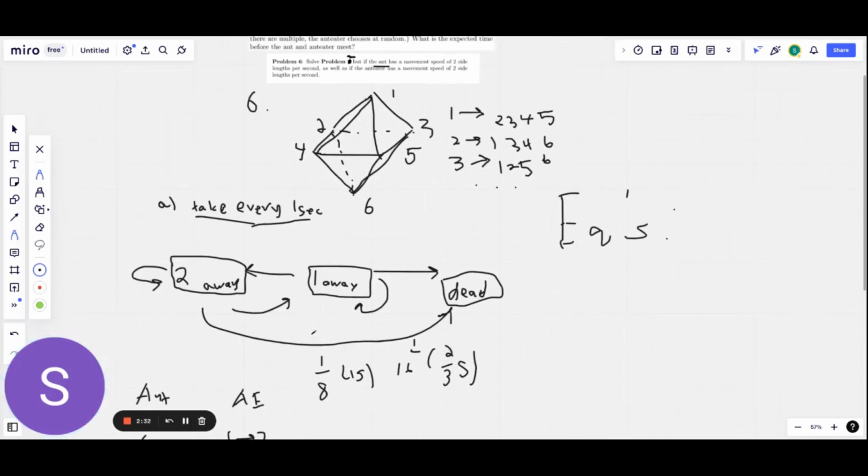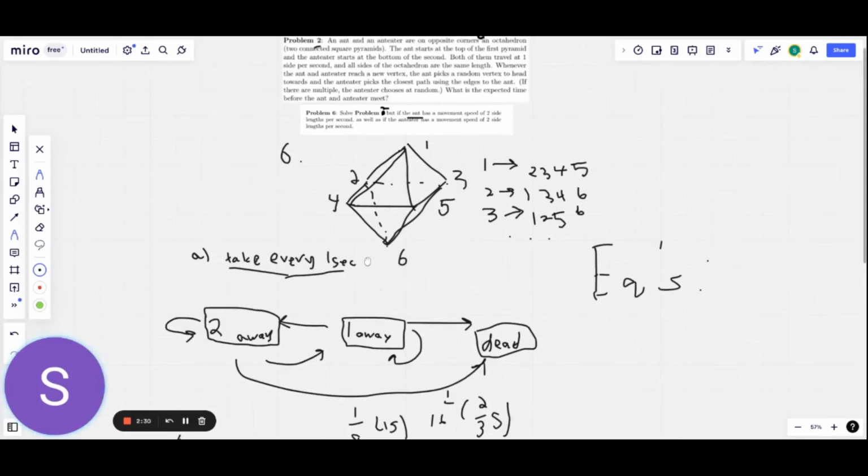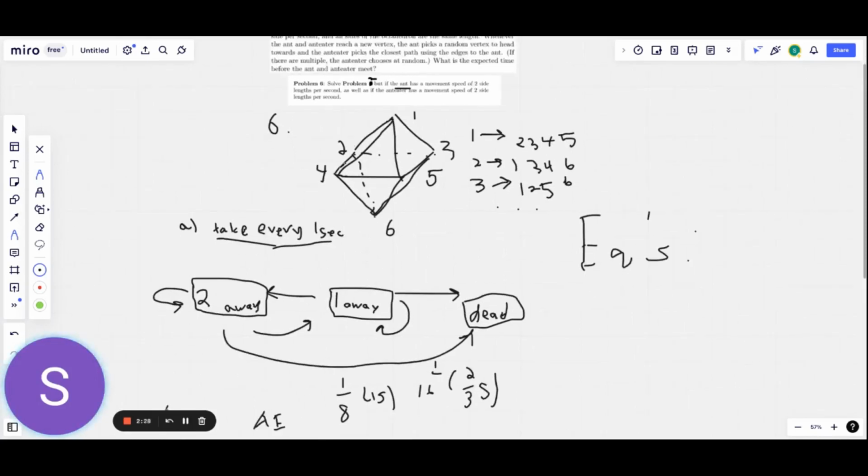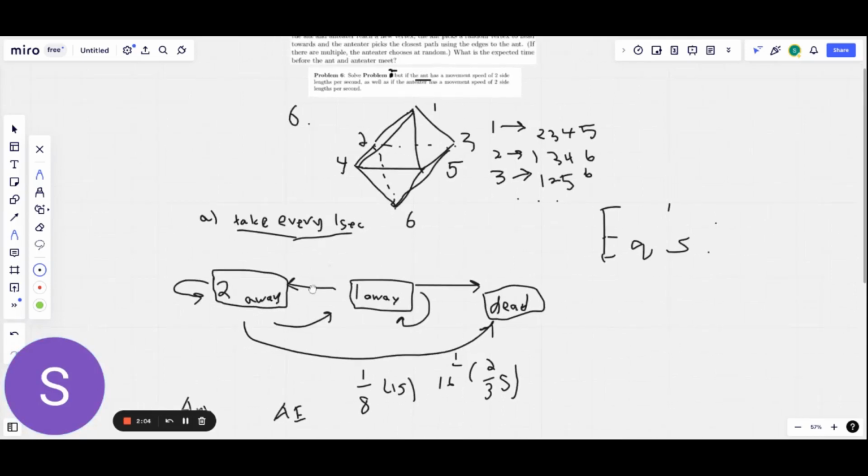So those are the scenarios where it dies. Now, what about the other scenarios? What if it goes to 2 and then to 3 or 4? Then we have it ending up 1 away from the anteater, because the anteater goes to 2. And similarly, if it goes to 5 and then 4, or 5 and then 3, then it ends up 1 away. And it also ends up 1 away if it goes from 6 to 4 to 1, or 6 to 5 to 1, or 6 to 3 to 1. In total, that makes 7 different ways. So that's 7/16.